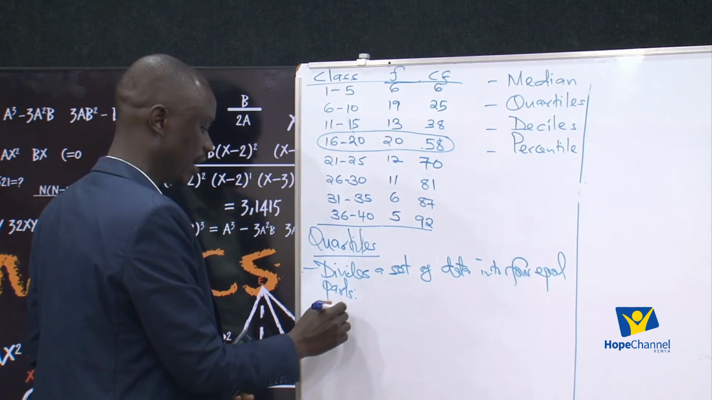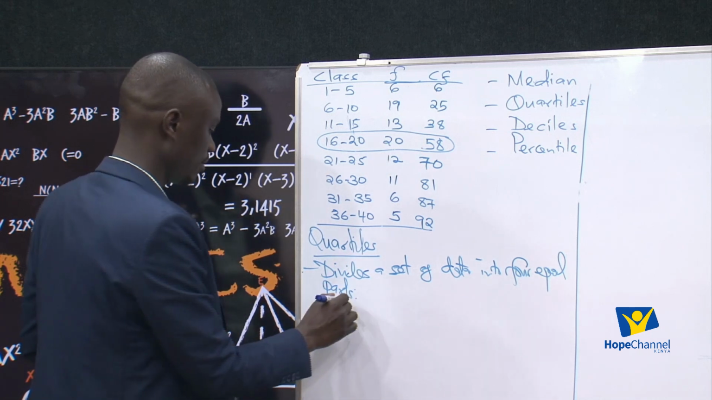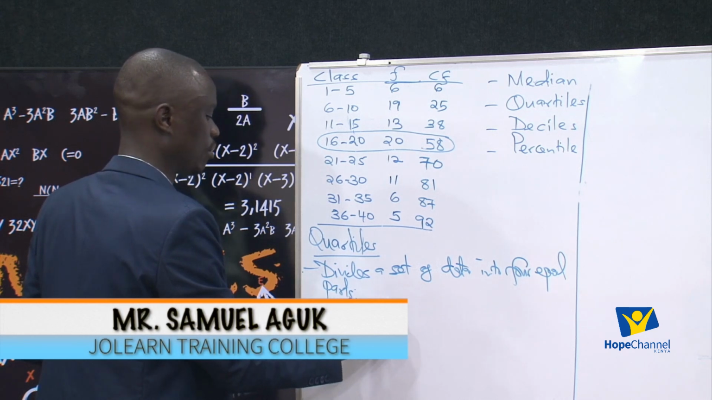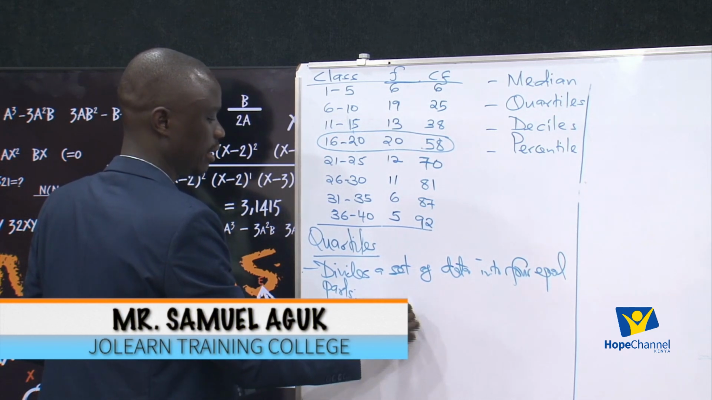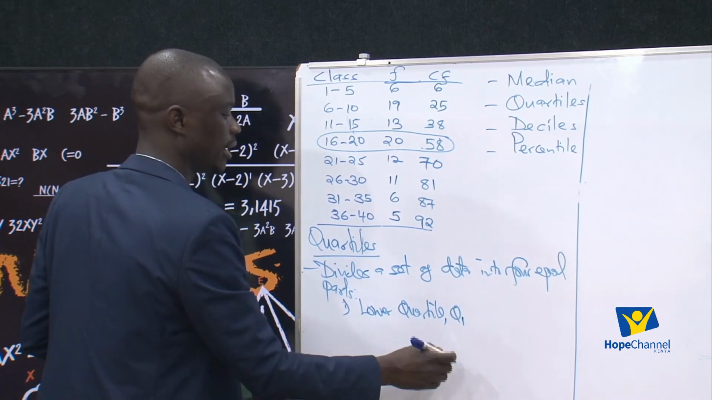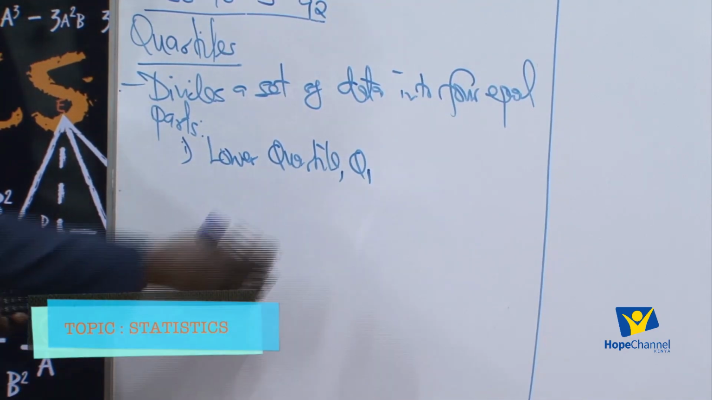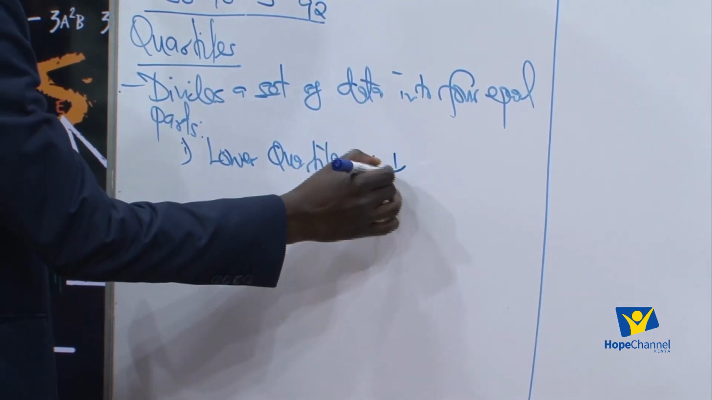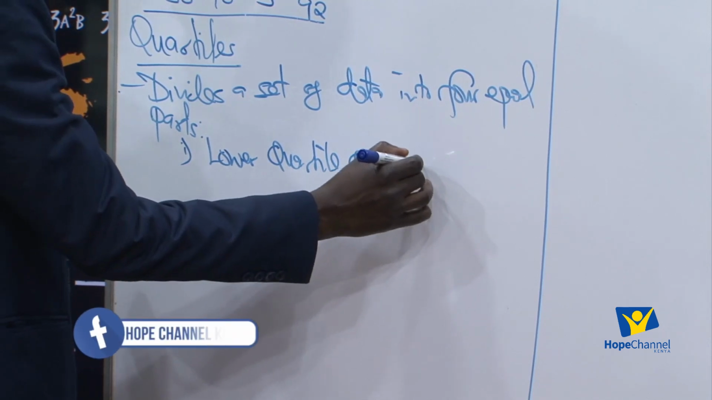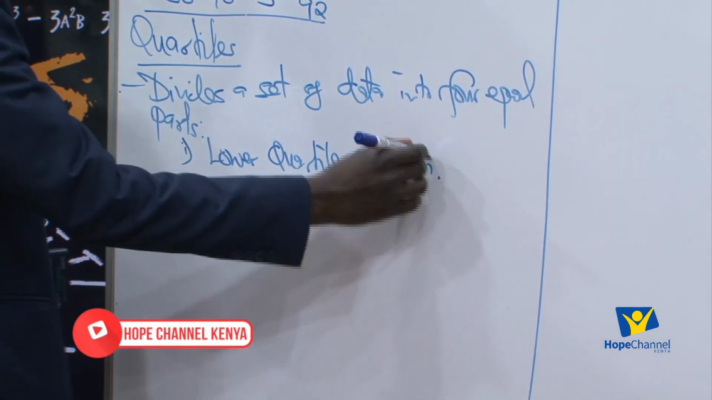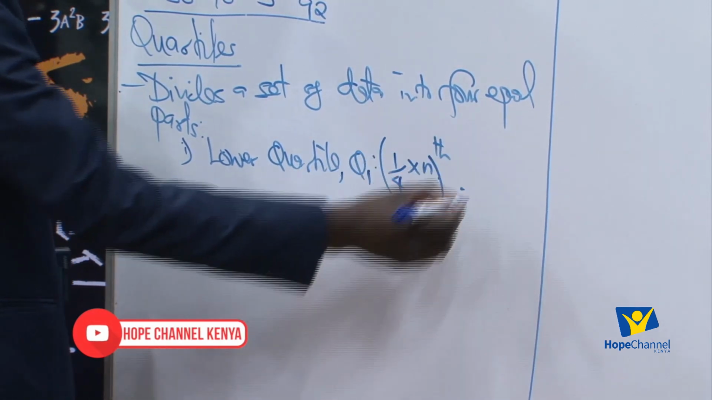So we have 2 types of quartiles. The first is called the lower quartile. The lower quartile in this case is the first quartile. We always call it Q1. Q1 is the first quartile, which is a quarter of n. So this is the item we are going to look for.